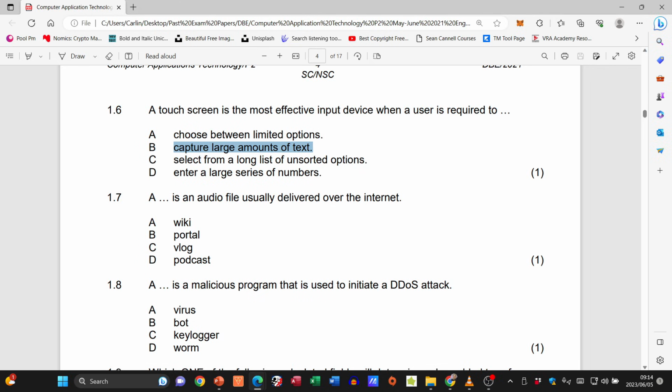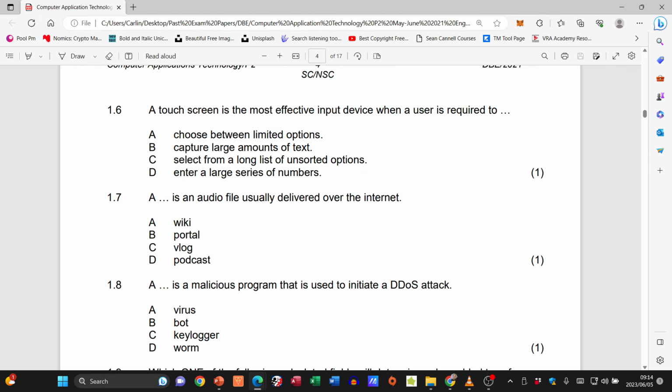No. Select from a long list of unsorted options. Is a touchscreen going to be the best? Think about doing all that on your phone. No. Enter a large series of numbers. No. So just by process of elimination here, I know that it's going to be A, just choosing from limited options. So if I'm just choosing from 2 or 3 options, maybe doing some online shopping, I can just tap, tap, tap, and that's fine.